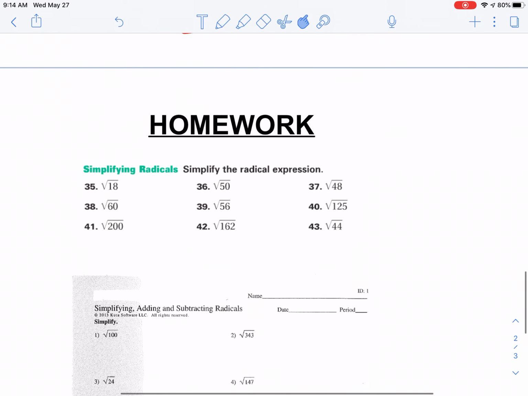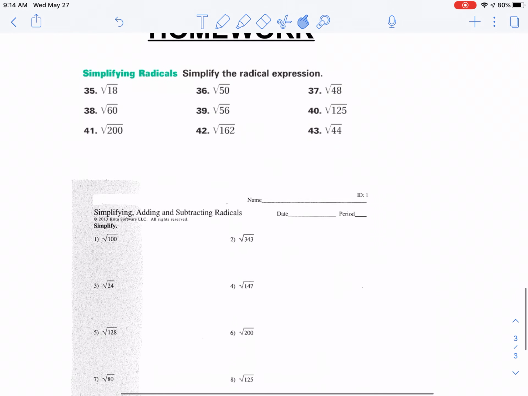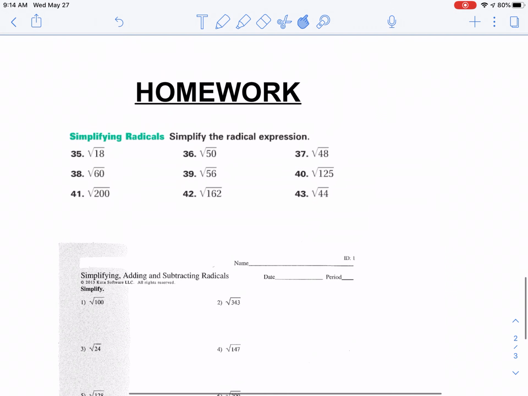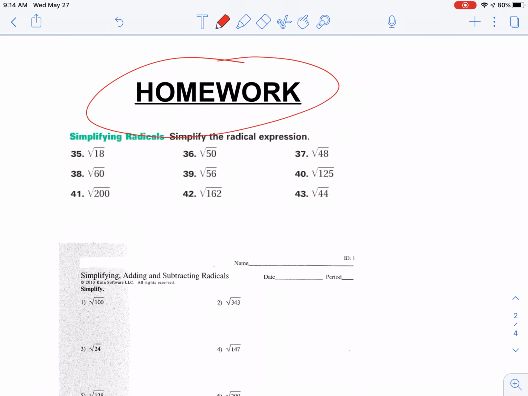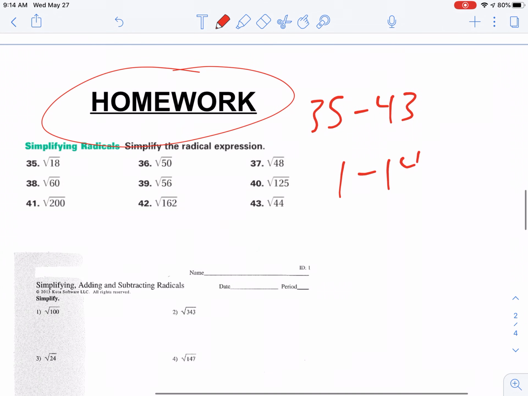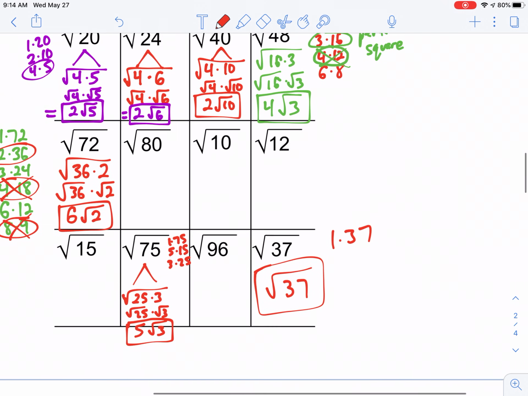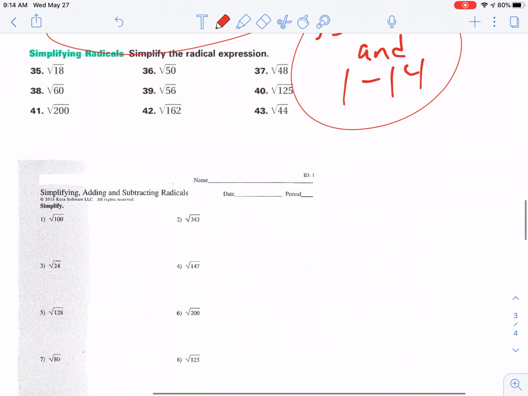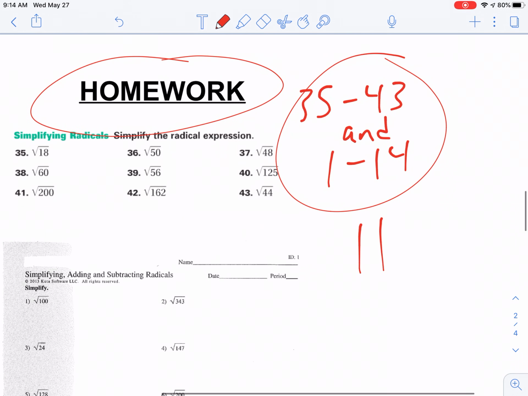I want you to finish. Actually, I want you to do this whole slide here for homework. 1, 2, 3, 4, 5, 6, 7, 8. So numbers 35 to 43. And then numbers 1 to 14. This whole slide here. If you want to finish these ones we skipped up here, you certainly may for extra practice. But this whole slide is your homework. Okay, it's going to be due Friday.